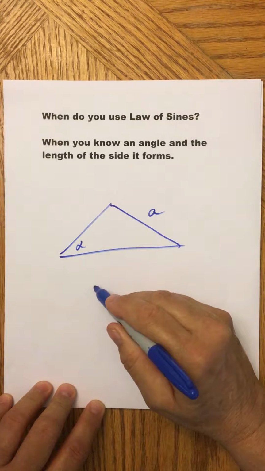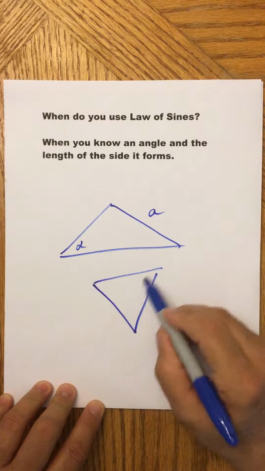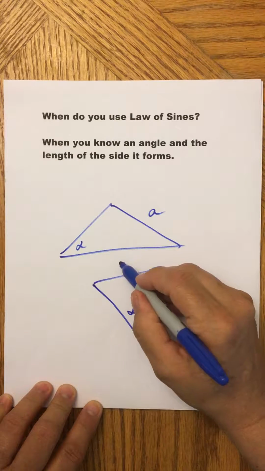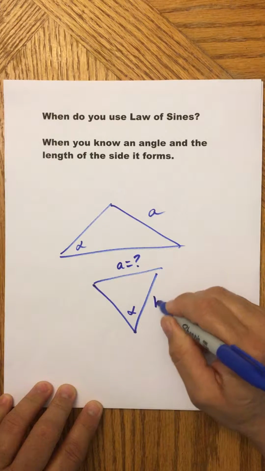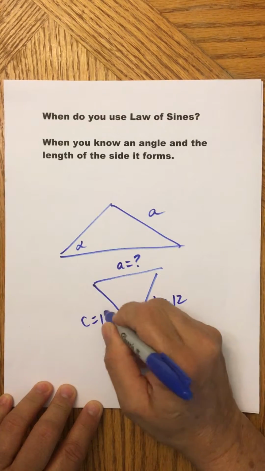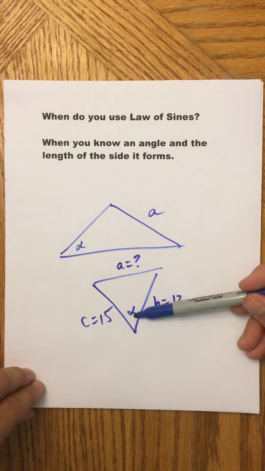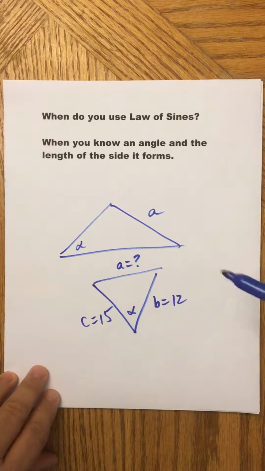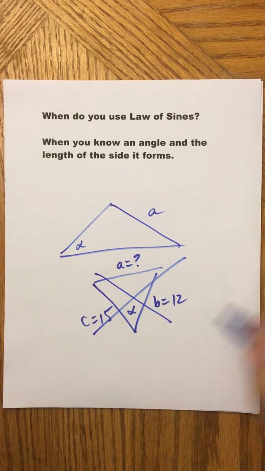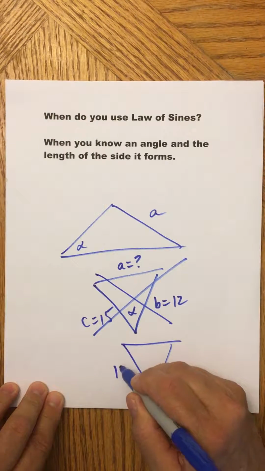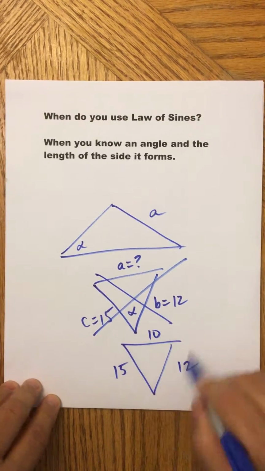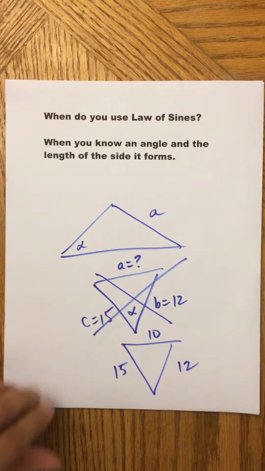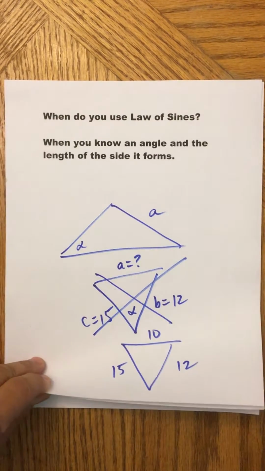Here's a place where you can't use it. I can have an angle, let's say alpha, but I don't know A, and then I know B, for example, is 12 and C is, let's say, 15. In that case, I don't have an angle and its corresponding side. Here I have a side but not its corresponding angle, and a side but not its corresponding angle. So I can't use law of sines there. I also cannot use law of sines when I have, for example, three sides with no angle. So to use law of sines, you absolutely have to know at least one angle and the length of the corresponding side it forms.